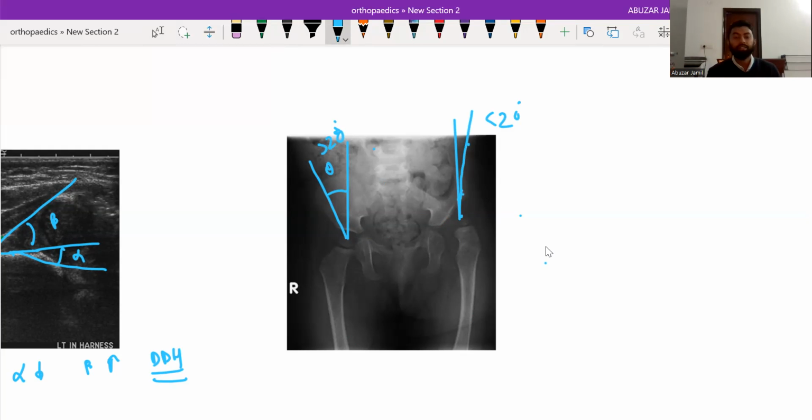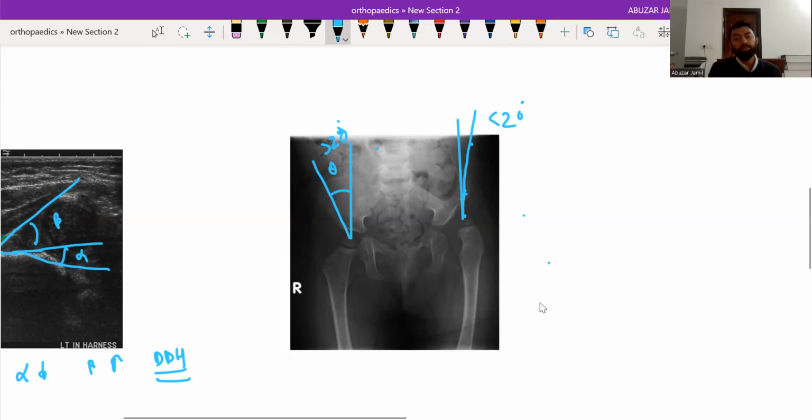So in X-ray, first we saw that on the affected side, the femoral head is dislocated to the upper and outer quadrant. The center edge angle has reduced, and the acetabular index has increased on the affected side.